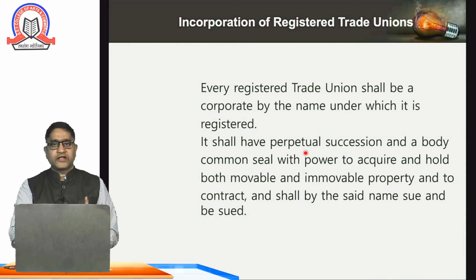And has a common seal. That means the logo would be something different, and it should have the power to acquire and hold both movable and immovable properties in the name of the trade union, and to contract, and the name can sue and be sued.